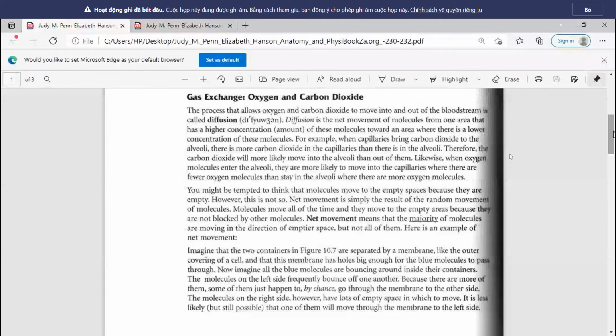For example, when capillaries bring carbon dioxide to the alveoli, there is more carbon dioxide in the capillaries than there is in the alveoli. Therefore, the carbon dioxide will more likely move into the alveoli than out of them. Likewise, when oxygen molecules enter the alveoli, they are more likely to move into the capillaries where there are fewer oxygen molecules than stay in the alveoli where there are more oxygen molecules, right? That's how the diffusion works.